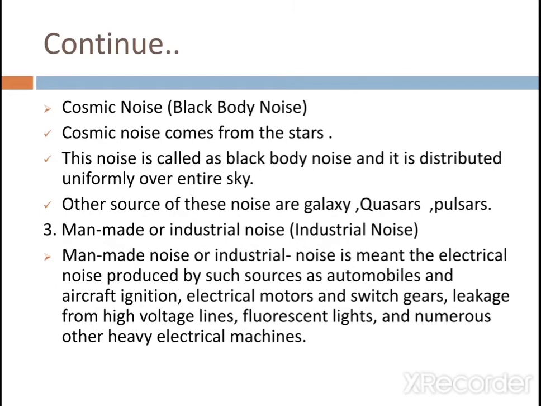Then cosmic noise. Cosmic noise means black body noise. So black body noise, otherwise cosmic noise, comes from the stars. Then this noise is called black body noise, and it is distributed uniformly over the entire sky. Then other sources of this noise are galaxies, quasars, pulsars, etc. Okay, then third is man-made or industrial noise.